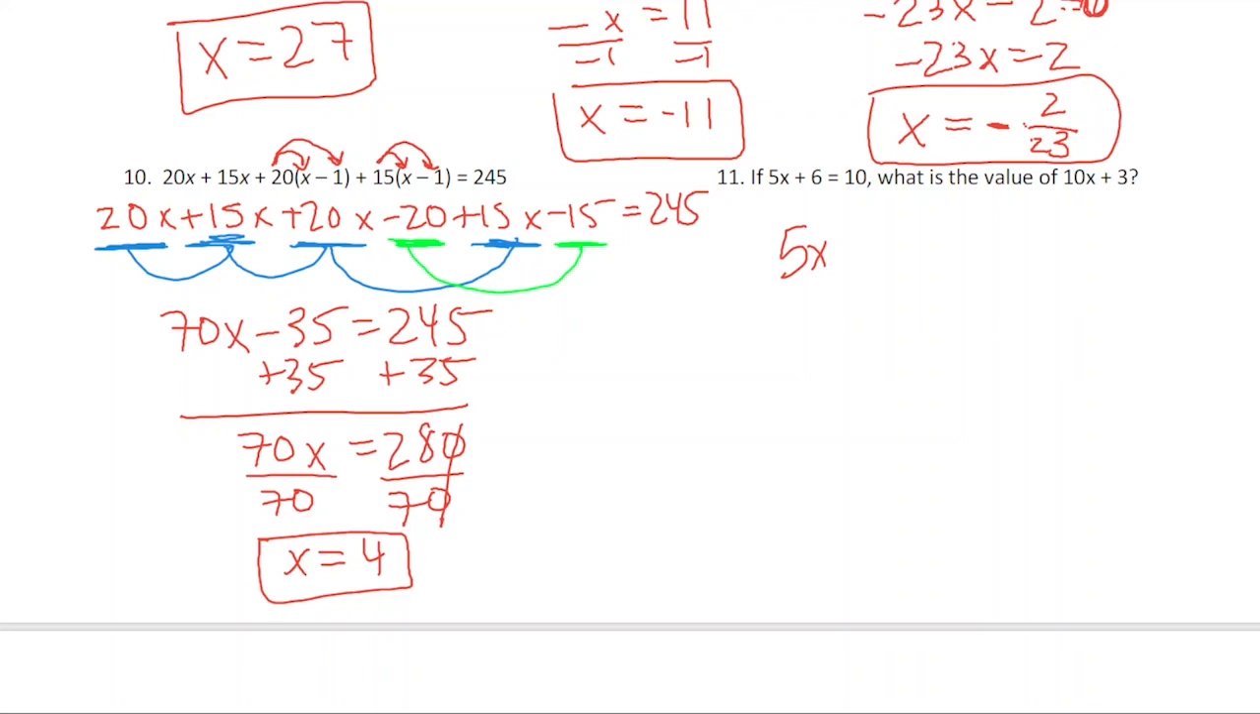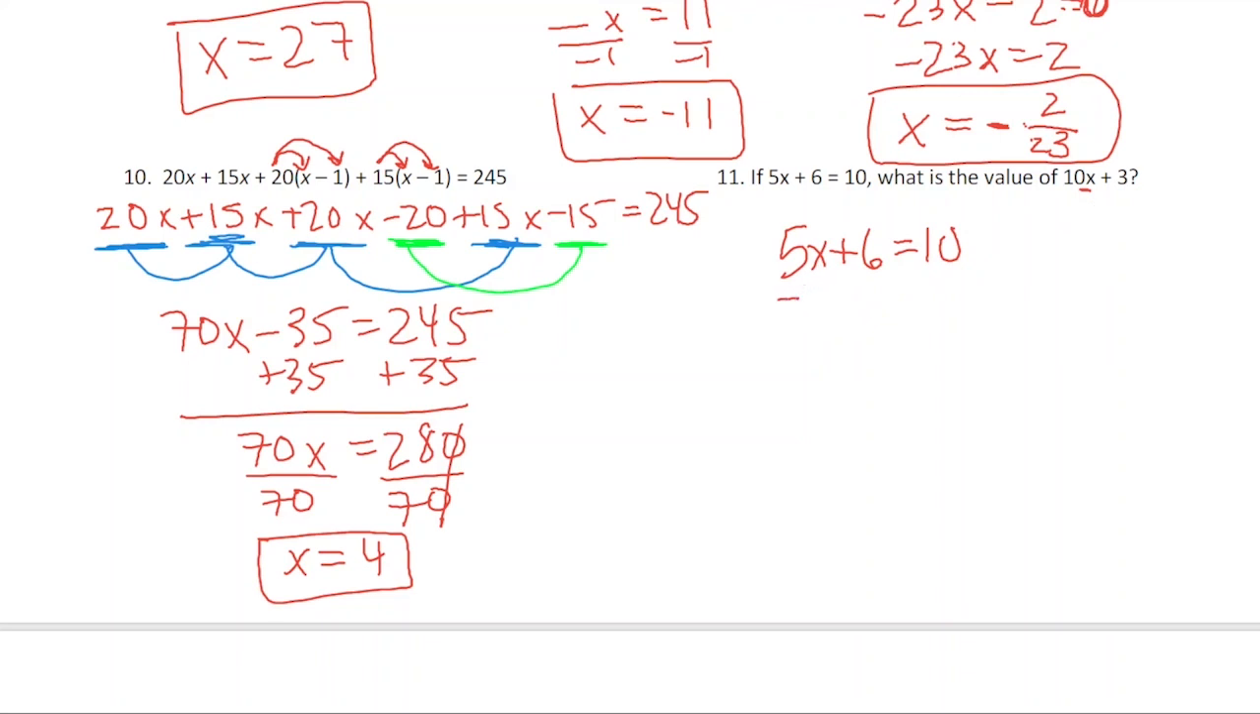Okay, let's look at number 11. If 5x plus 6 equals 10, what is the value of 10x plus 3? Well, in order to answer this second part of the question, we need to know what x is so that we can go back and plug it in there. So whatever we get, let's say we got 2 for x, we plug it in here and get 23. Whatever we get from this equation, we'll go back and plug it in there.